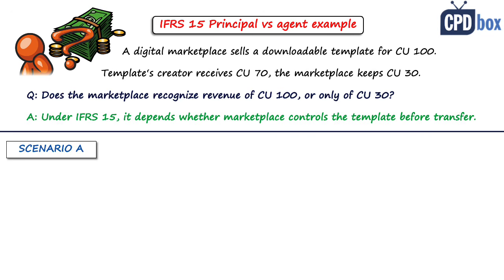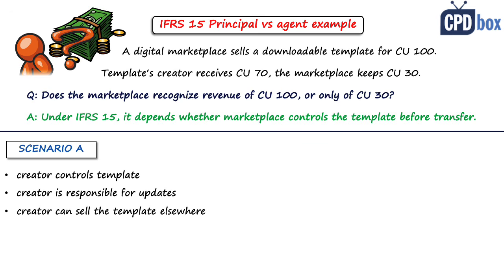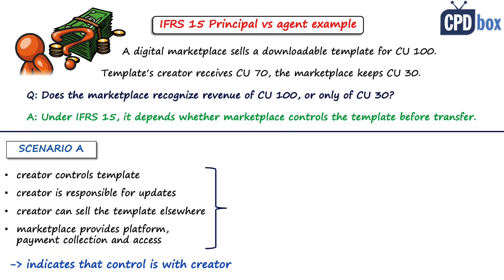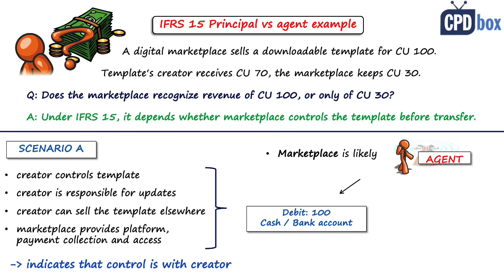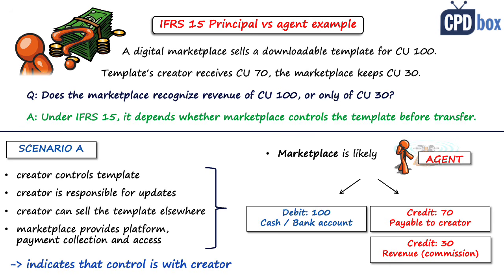Now, scenario A. So we have a bit more info here. The creator controls the template. The creator is responsible for the content and updates. The creator can sell the same template elsewhere, and the marketplace only provides the platform, payment, and access. So these are the indicators that control of template is with creator before it is transferred to the end customer, and digital marketplace is likely an agent. So it accounts for the revenue as debit cash or bank accounts or whatever modality with 100 currency units, credit payable to creator with 70, and credit revenue commission of 30. So as you can see, here the marketplace cannot show the revenue of 100, just the revenue of 30.